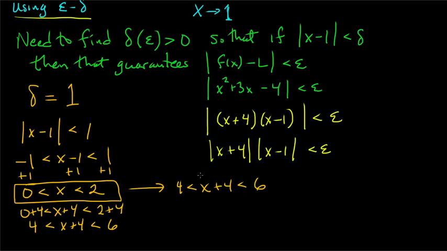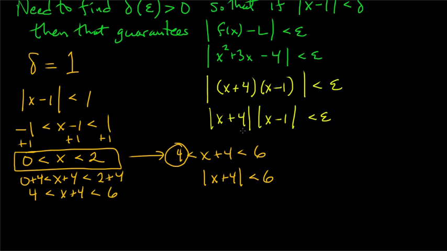Right? And in fact, because the 4 is smaller, the absolute value of x plus 4 has to be less than 6. That has to be less than 6. And even though this is going to allow numbers that are less than 4 here, remember, we just want to guarantee that x plus 4 is less than 6. So if the absolute value of x plus 4 is less than 6, that's good enough.